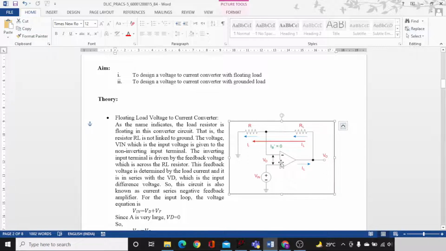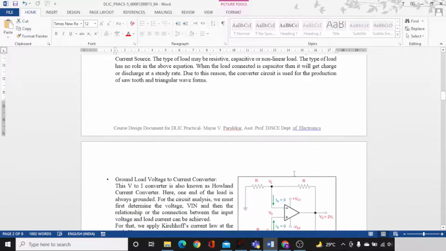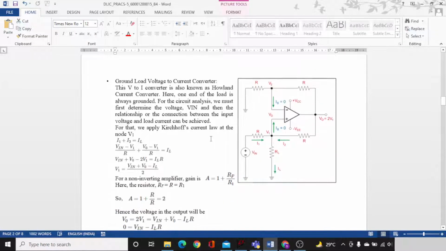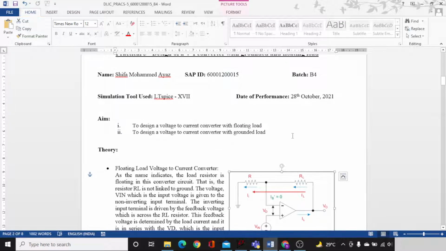As you can see in this circuit as shown over here. Similarly, for a grounded load V to I converter, the RL, which is your load resistance, is grounded. So that is why the name indicates grounded load V to I converter. Basically, this V to I converter uses a source transformation technique.